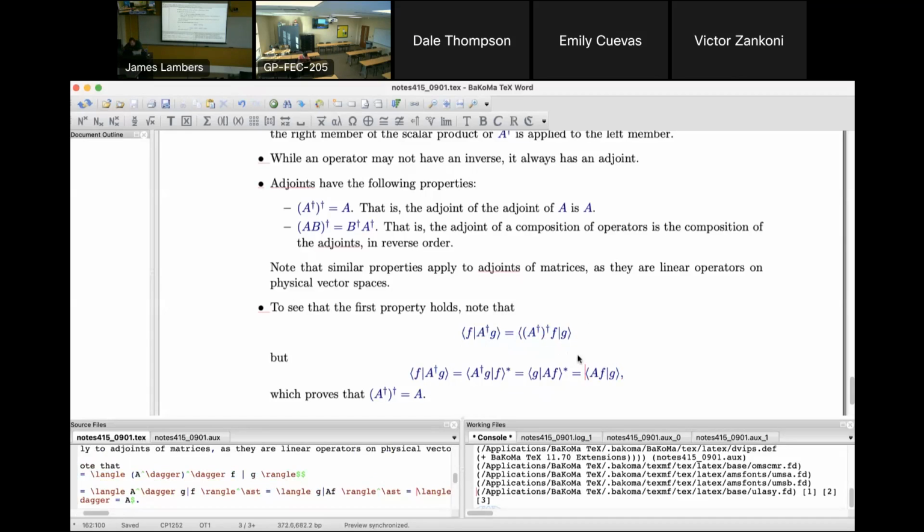Any questions about how this worked out? Illustration of properties of adjoints and also scalar products. Okay.